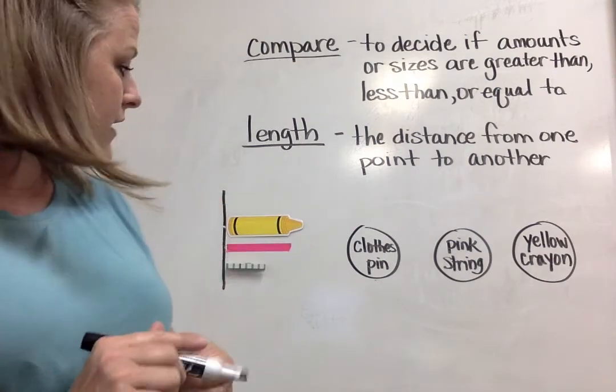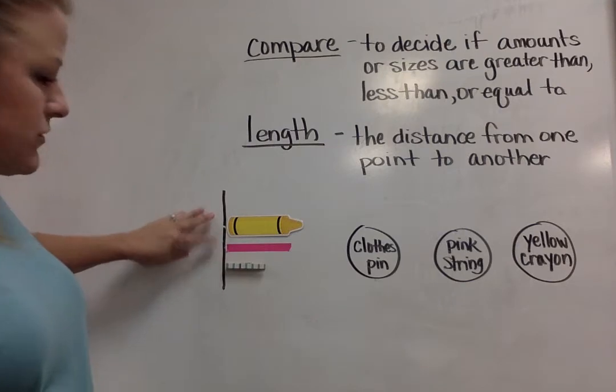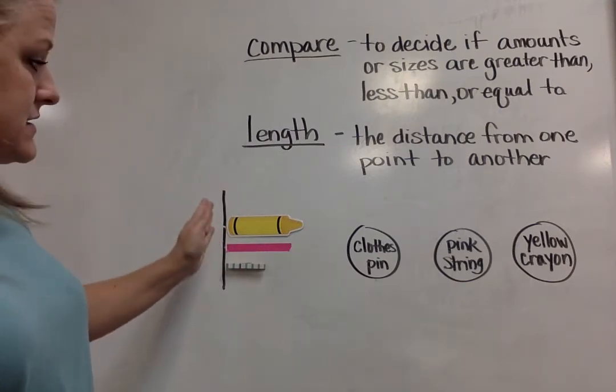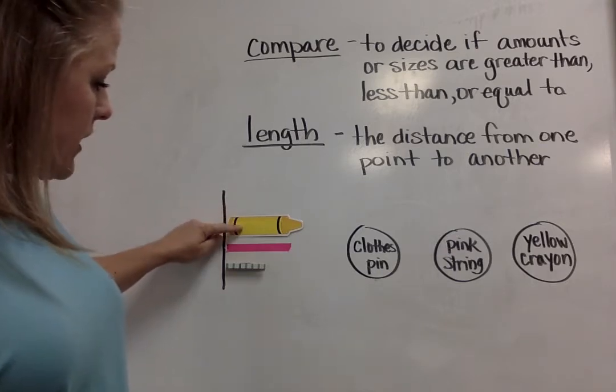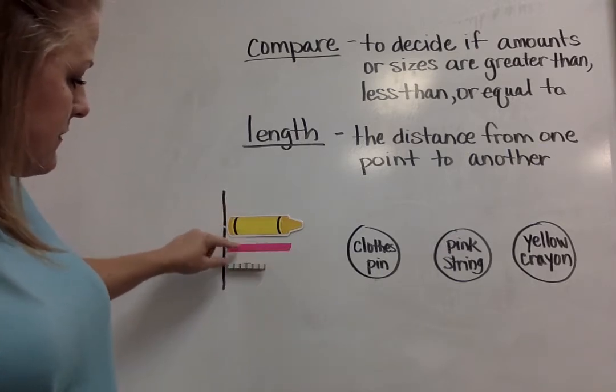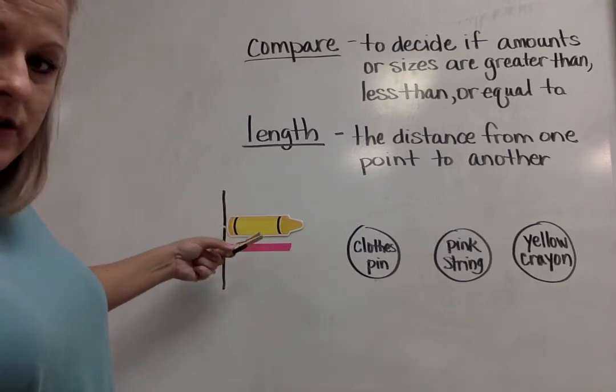You'll remember that I had my Sharpie, and from this point to this point is the length of that Sharpie. I have three different things on the board here. I drew a black line because this is the starting point for each one of my objects. I have a yellow crayon, a pink piece of tape, and then this is just a clothespin. It has a magnet on the back. I'm going to compare all three of these things.